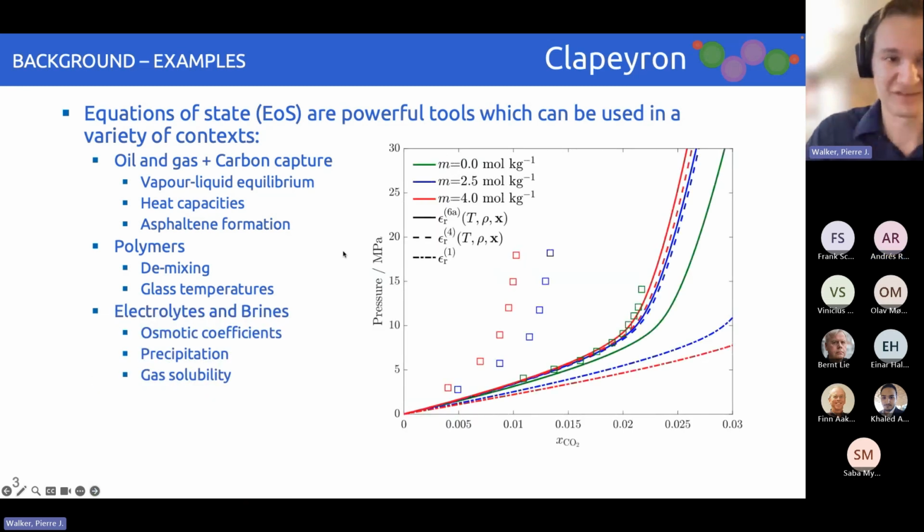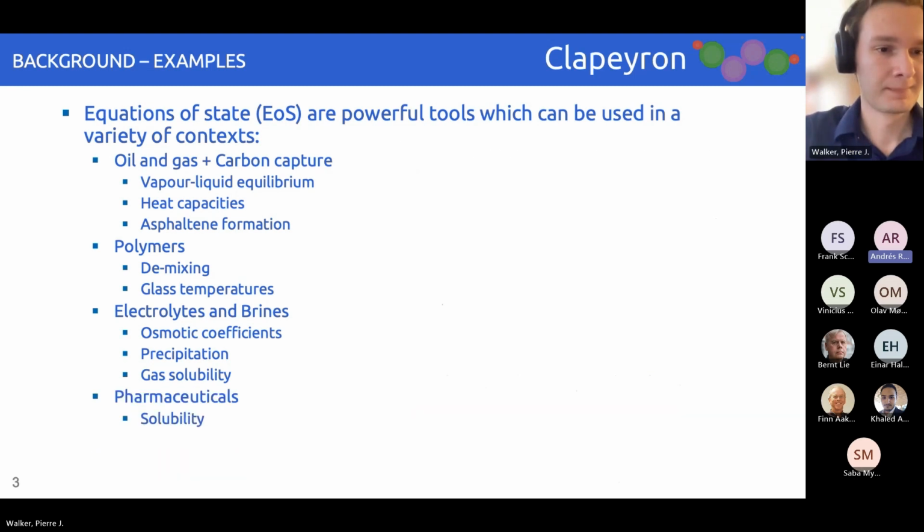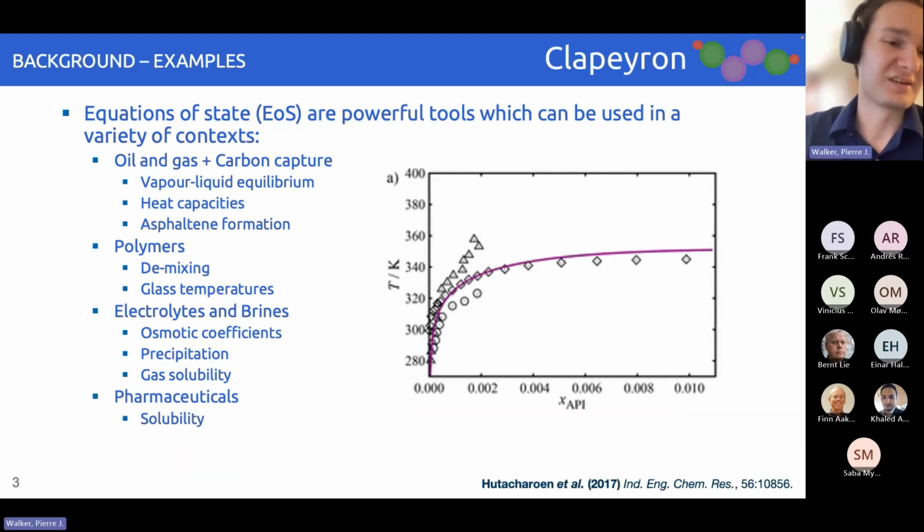There have also been applications in electrolytes and brines, where we can predict osmotic coefficients, the precipitation of salts, and gas solubilities in the presence of salts. And one more application is also in predicting the solubility of pharmaceuticals, which has been of great interest within the pharma industry. Now, as I hope I've made clear with this list, equations of state can be extremely versatile. However, real difficulty comes with implementing them in general.